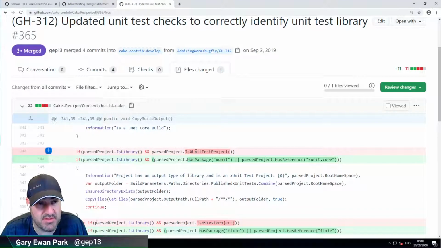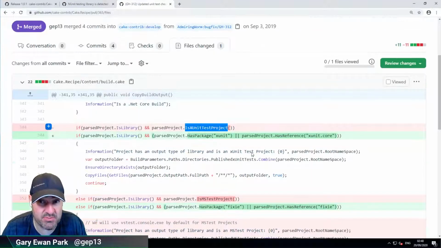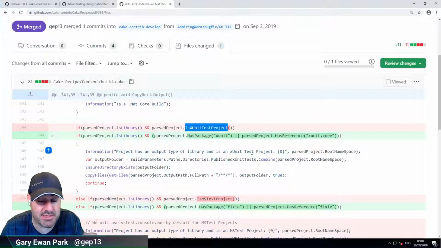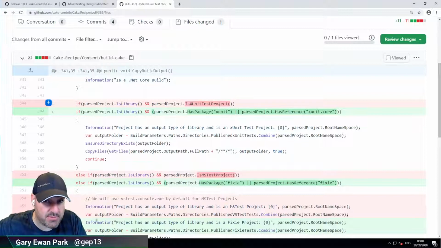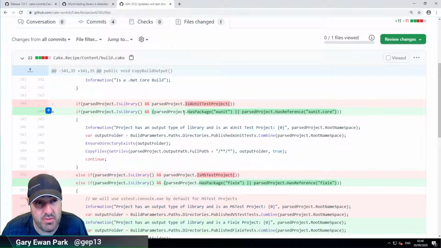Okay, so what Kim noticed was that there was a slight issue with the way that we were using the is XUnit test project aliases that ship as part of the Cake.Incubator project. So rather than using those, so hopefully this issue is fixed upstream in the Cake Incubator project, but for now we're being more specific about what package references that test project has.